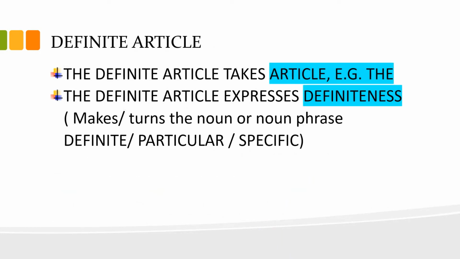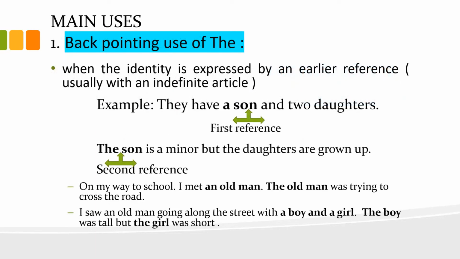The second type of article is the definite article. The definite article takes the article the. The definite article expresses definiteness. In other words, it makes or turns the noun or noun phrase definite, or particular, or specific. Let us look at some of the main uses of definite articles.